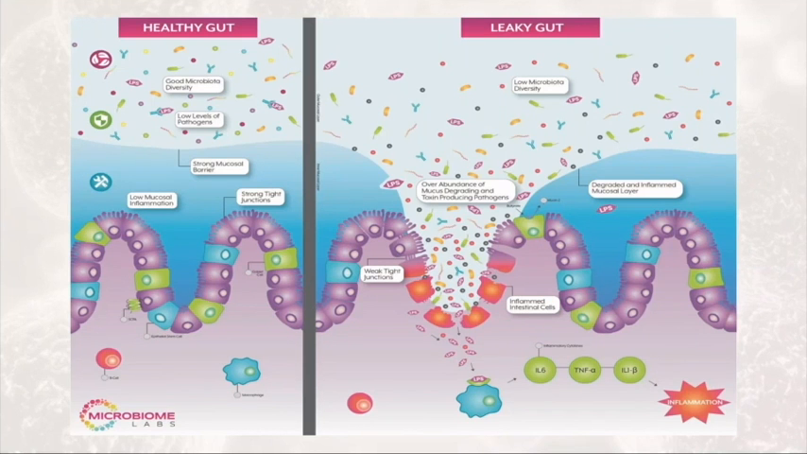And we'll start by showing our favorite illustration again, so you can keep this picture in your mind as we talk about the three R's again. And remember that we want to try to push towards the healthy gut, which is on the left side of the screen, and try to heal up the leaky gut, which is on the right side of the screen.